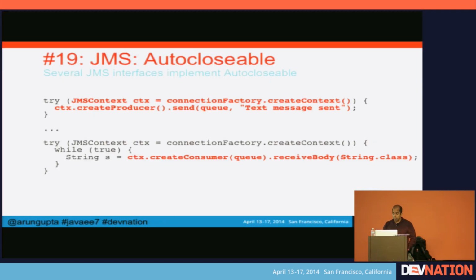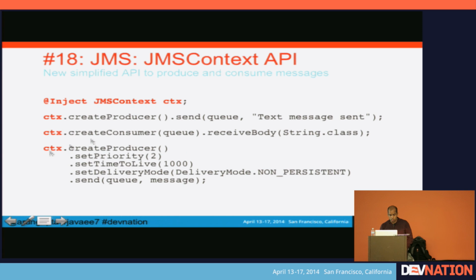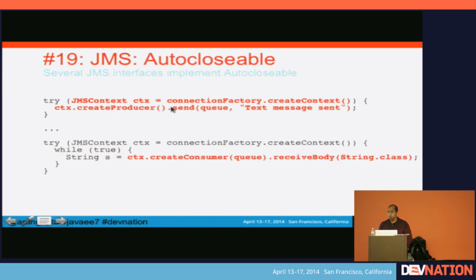What I showed you earlier was an example of a container-managed JMSContext. You can, of course, do application-managed JMSContext as well. In this case, I'm saying connectionFactory.createContext. But the big difference is that this is actually auto-closable. So you can just put it in a try-with-resources block, and as soon as it goes out of scope, JMSContext automatically closes for you. So you don't have to close it explicitly.